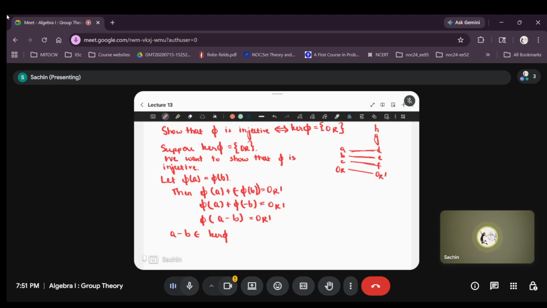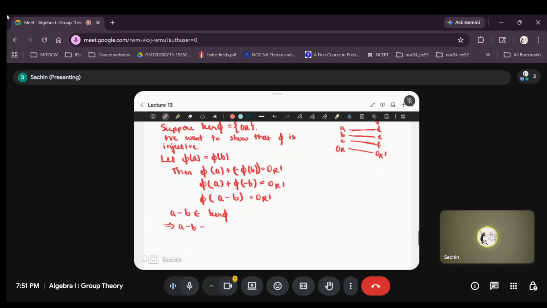But kernel of phi, we have assumed, suppose kernel of phi is 0 R only. That means a minus b is equal to 0 R, which means a is equal to b. So we have assumed that kernel of phi is a set containing 0 R only, and we have shown that if phi of a is equal to phi of b, then a is equal to b. So we have shown that phi is injective. That's one direction.